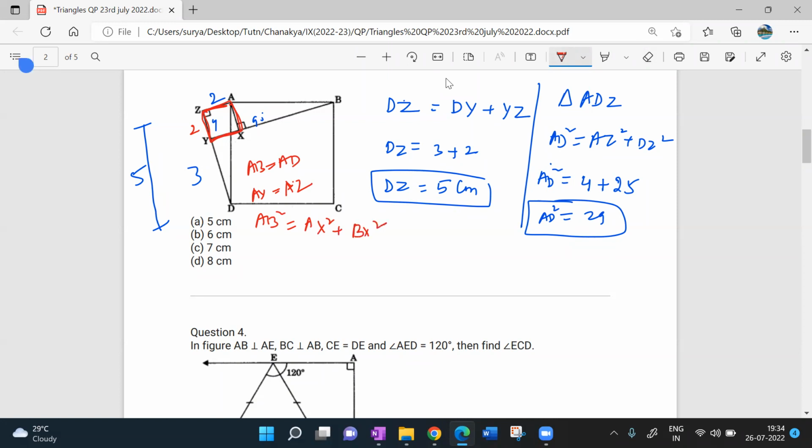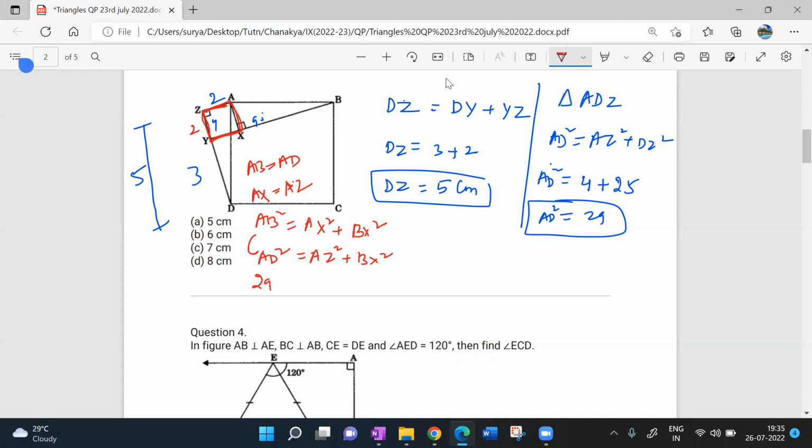So AD square is what now? AB is equal to AD, right? Now you can write the AB value as AD. AX is equal to what? AX is equal to AZ, yes. BX is what we don't know. BX we need to find out.